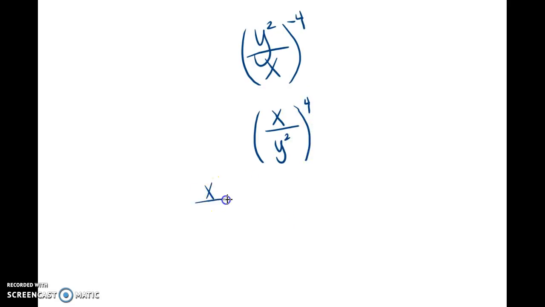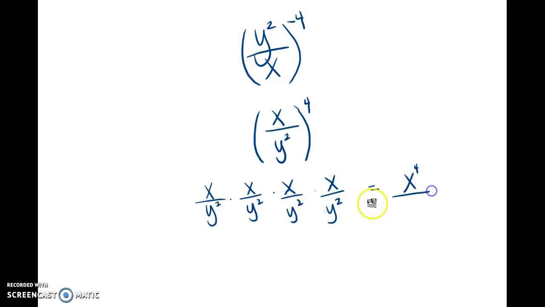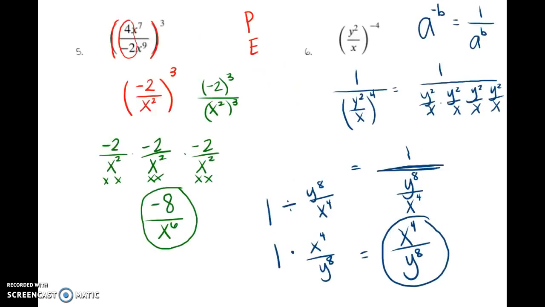So that's going to be x over y squared 4 times multiplied together, x across 4 times multiplied together, that's x to the 4th, over y squared times y squared times y squared times y squared, that's y to the 8th. We get the same answer, x to the 4th over y to the 8th, as we did on the last page.